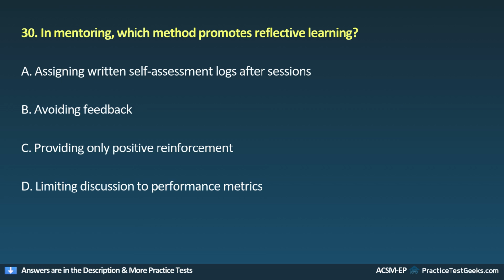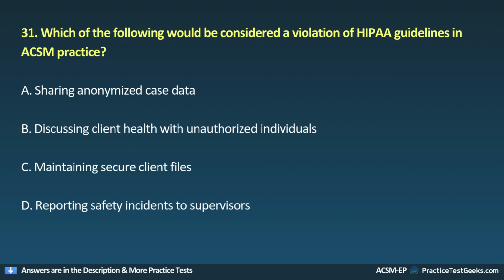A. Assigning written self-assessment logs after sessions. B. Avoiding feedback. C. Providing only positive reinforcement. D. Limiting discussion to performance metrics. 31. Which of the following would be considered a violation of HIPAA guidelines in ACSM practice?